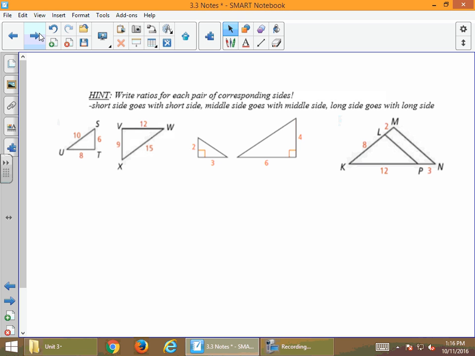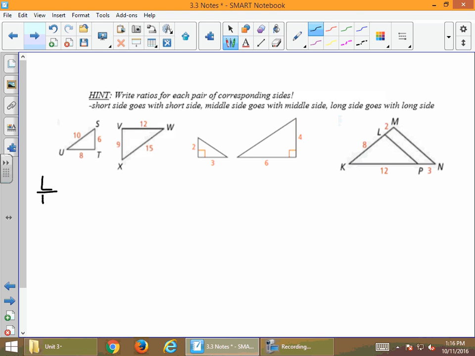So when writing ratios of each pair of corresponding sides, the short side goes with the short side, middle goes with middle, long goes with long, and that's how we're going to set this up. I like to stay consistent. When I think about organizing this, just like English language, I'm going to go left to right. So I'm going to start with the small one, go to the big one, and I'm just going to set up my ratio so it's consistent throughout. So when I do so, let's match these up and figure out the ratios of each side.